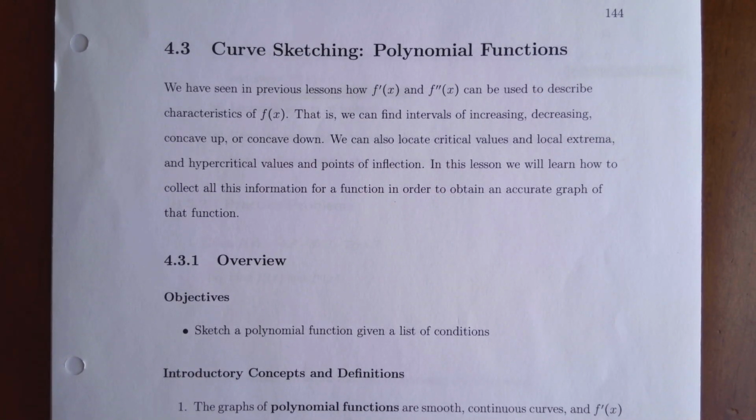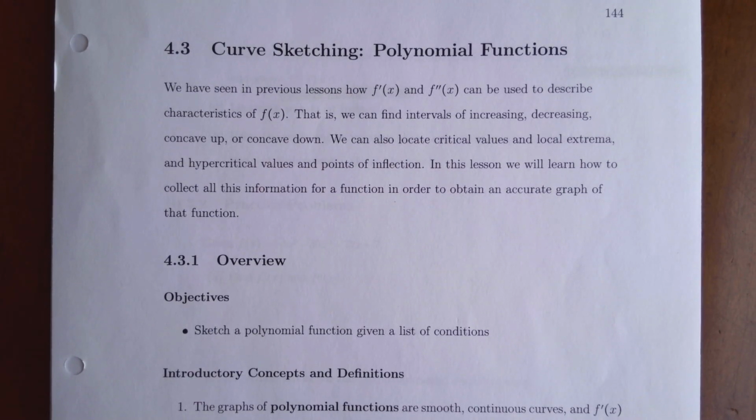Remember that the first derivative helped us find where the function was increasing and decreasing and where there were maxes and mins. And then the second derivative helped us find where the function's concave up and concave down, and also any points of inflection. So today we're going to put all of that together and look at how we can sketch a polynomial function given this information.